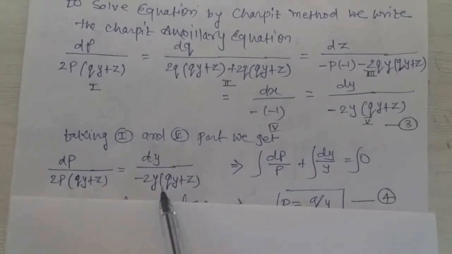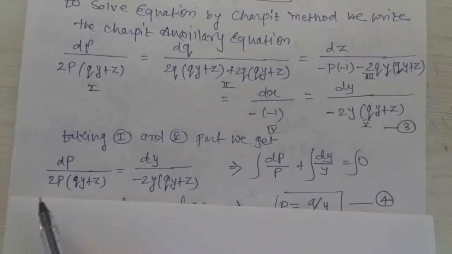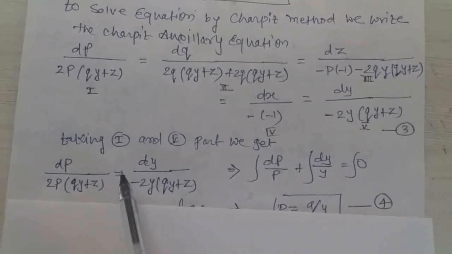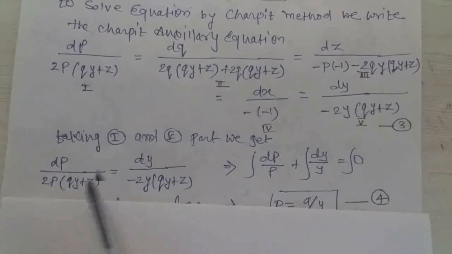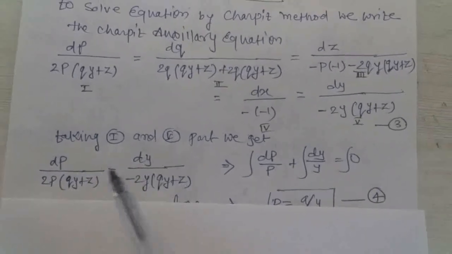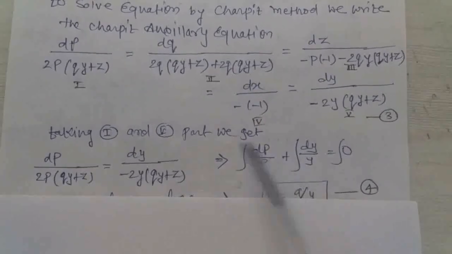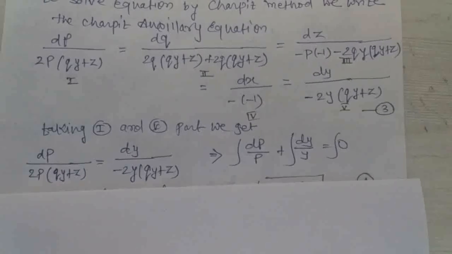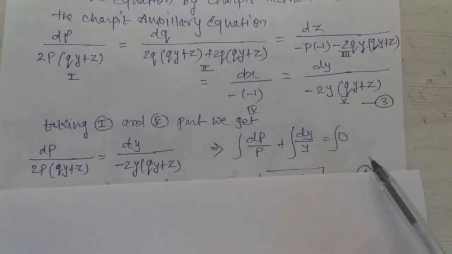So here qy plus z cancels, 2 cancels, so we get dp by p equal to minus dy by y. So the variables are separate. We can write dp by p plus dy by y, transferring into the left hand side, equal to 0. So the variables are separated.